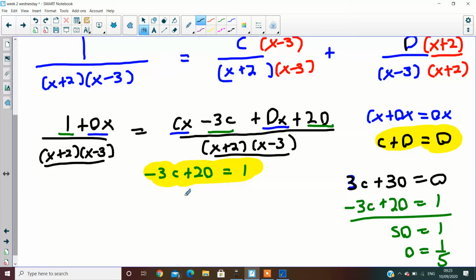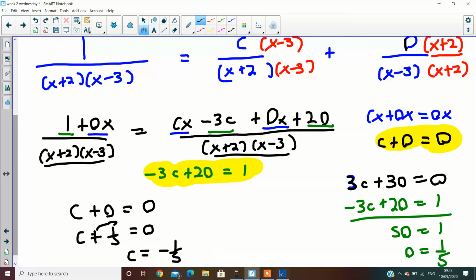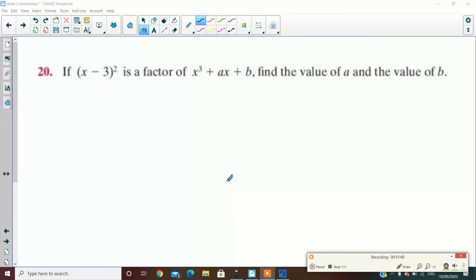Now, if d equals 1 over 5, what we can say is that c plus d equals a fifth, equals 0. So if d equals a fifth, c plus a fifth equals 0, implies c equals minus 1/5. Right.